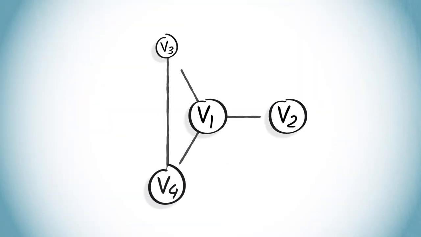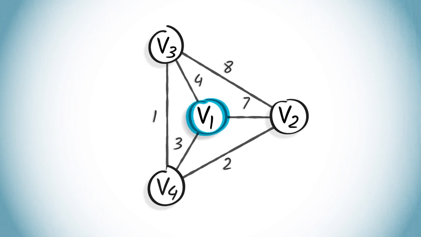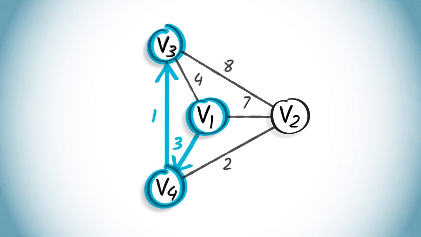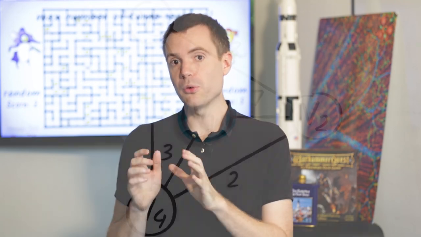Let us take an example. Consider the following graph, where the starting point is vertex V1. Let us consider a situation where the salesman doesn't have to return to the initial vertex. The path V1, V4, V3, V4, V2, V3 has a total weight of 3 plus 1 plus 8 equals 12. This path could potentially be a solution of the TSP. However, it is not an optimal solution, as we can find a path with a smaller weight.